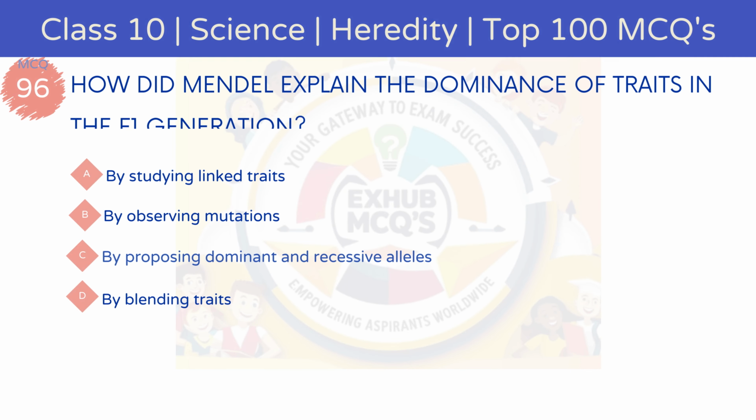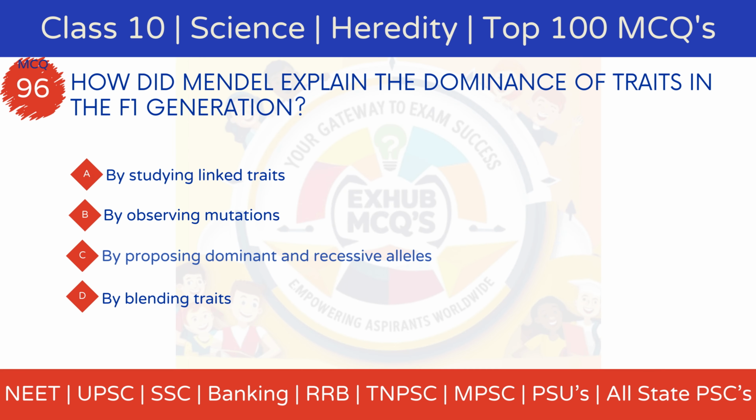MCQ 96. How did Mendel explain the dominance of traits in the F1 generation? Option A, by studying linked traits. Option B, by observing mutations. Option C, by proposing dominant and recessive alleles. Option D, by blending traits.